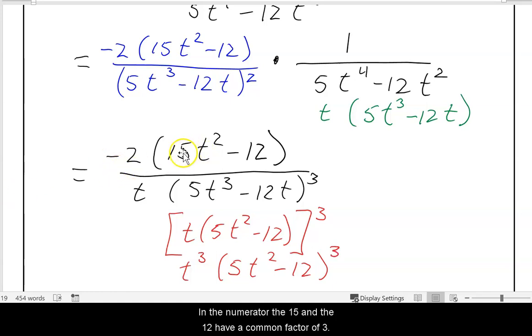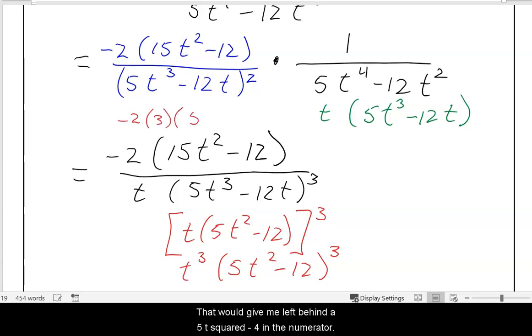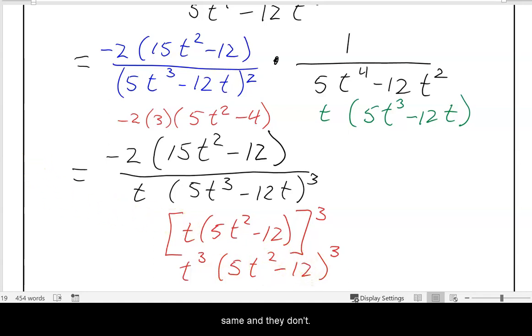In the numerator, the 15 and the 12 have a common factor of 3. I could pull the 3 out of there as well. That would give me left behind a 5t squared minus 4 in the numerator. It's tempting to want these to cancel, but they're not the same and they don't. Be sure that you don't mistake something that does cancel for something that doesn't, and vice versa.